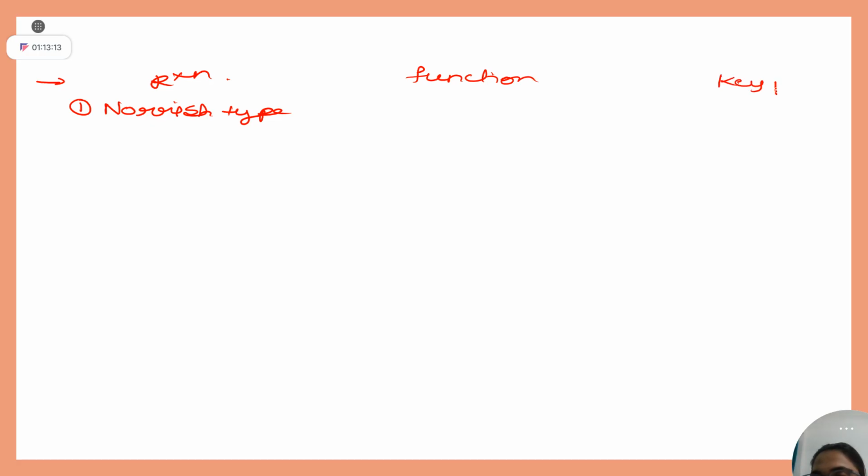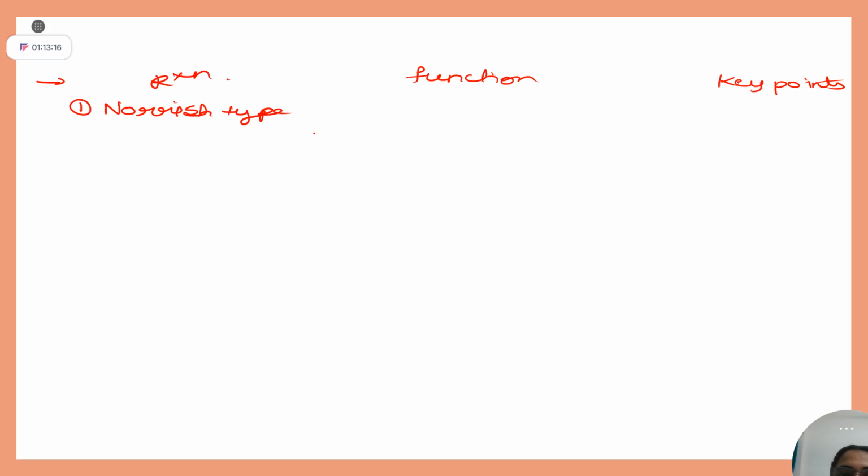So let's start from one. The first reaction which we discussed today is Norrish type 1. What you can do is take one A4 sheet, one for your pericyclic reactions, one for your organic photochemical reactions. You write the reaction name, its main function, and any key points to remember.